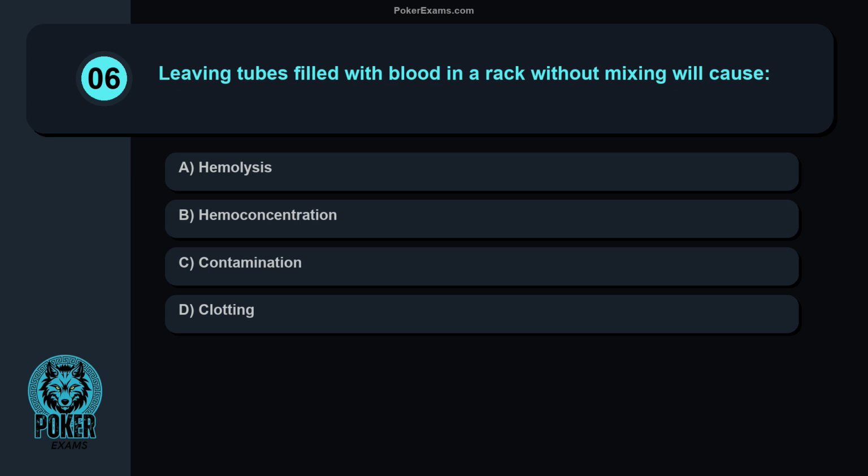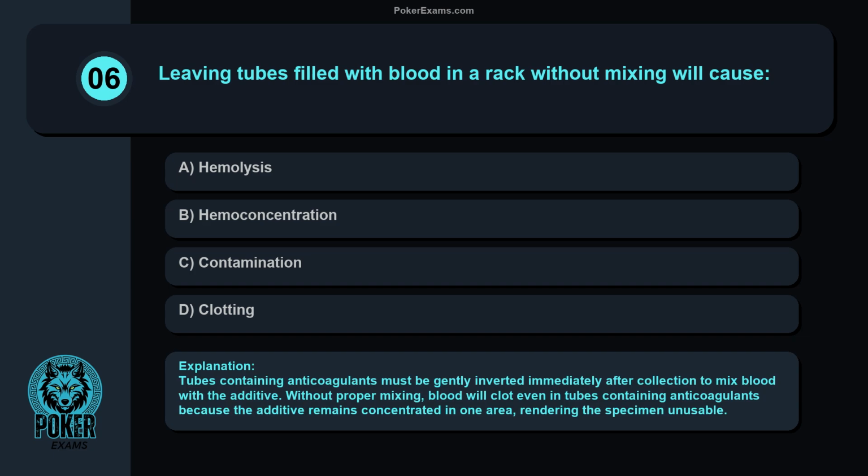Question 6. Leaving tubes filled with blood in a rack without mixing will cause hemolysis, hemoconcentration, contamination, clotting. Tubes containing anticoagulants must be gently inverted immediately after collection to mix blood with the additive. Without proper mixing, blood will clot even in tubes containing anticoagulants because the additive remains concentrated in one area, rendering the specimen unusable.